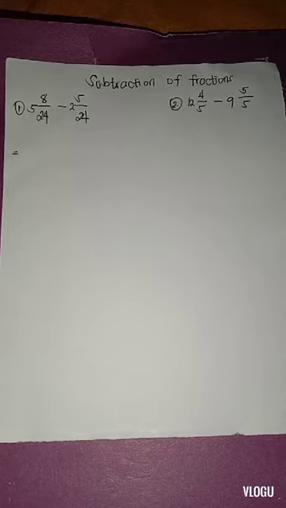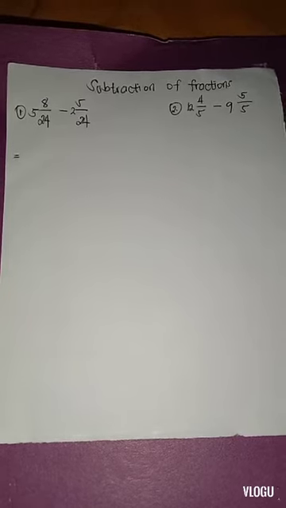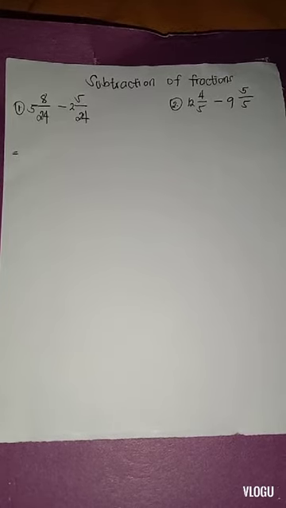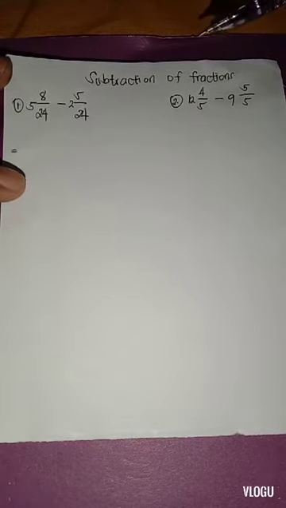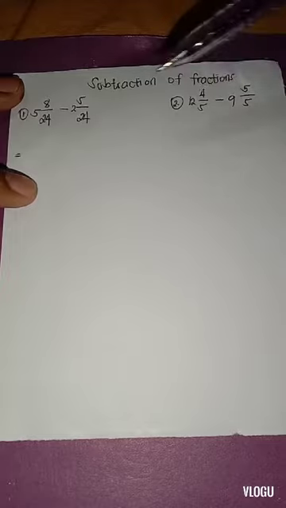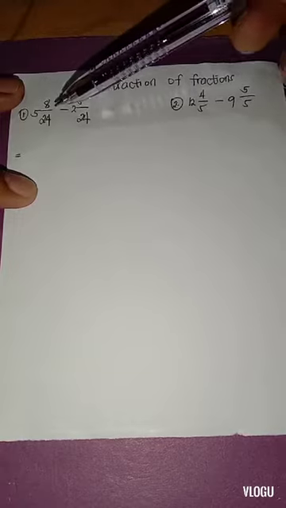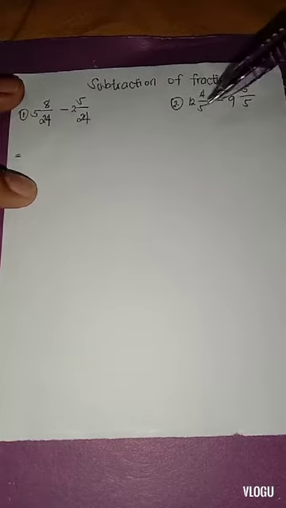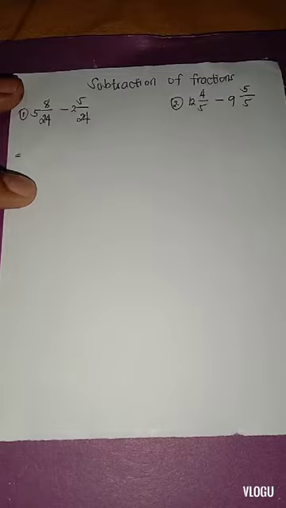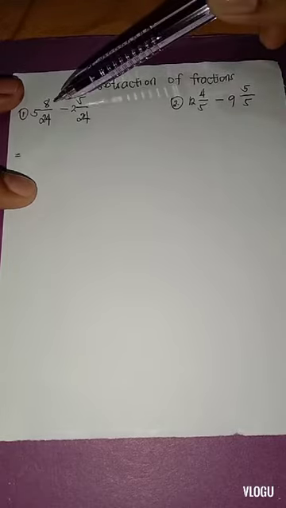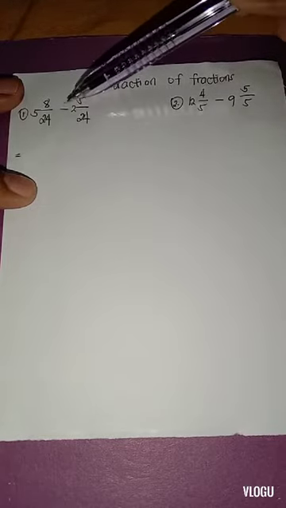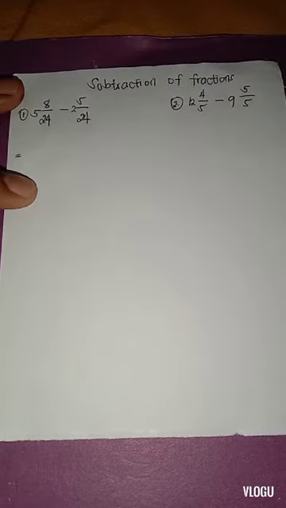Okay, so we will start our review in subtracting fractions. I have an example wherein this example is a similar fraction. So you will notice the denominator is the same. So that is a similar fraction. So if we subtract 5 and 8 over 24 minus 2 and 5 over 24.